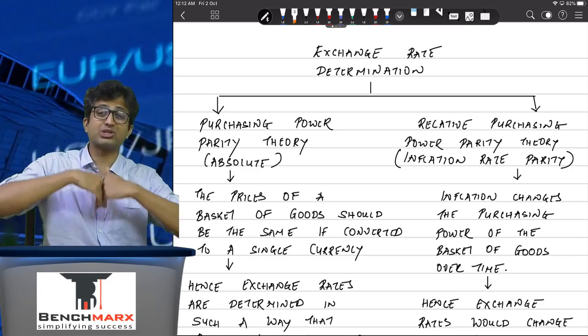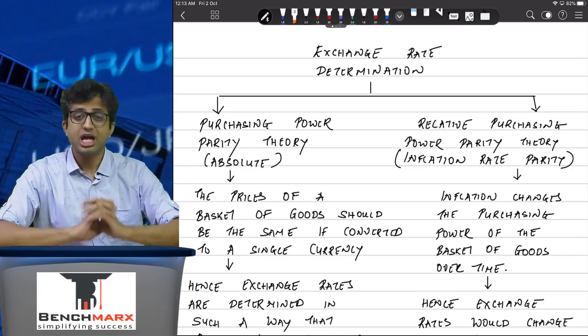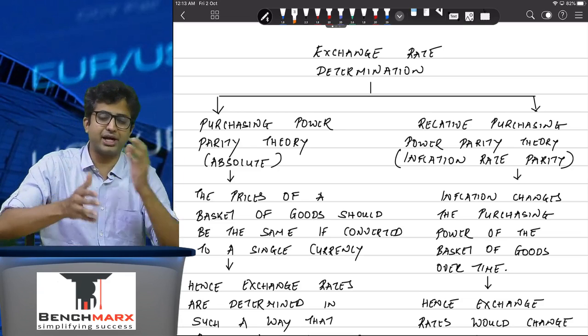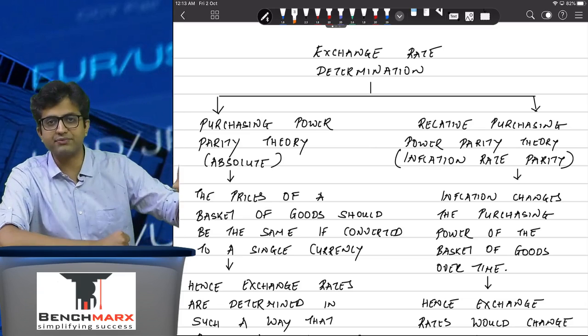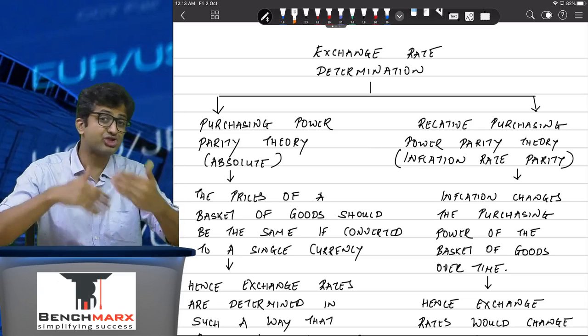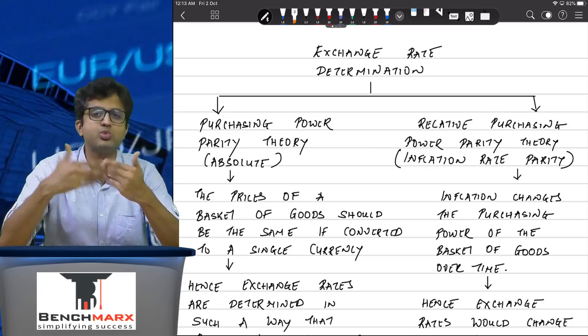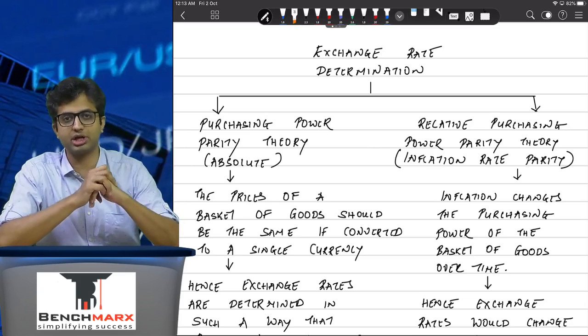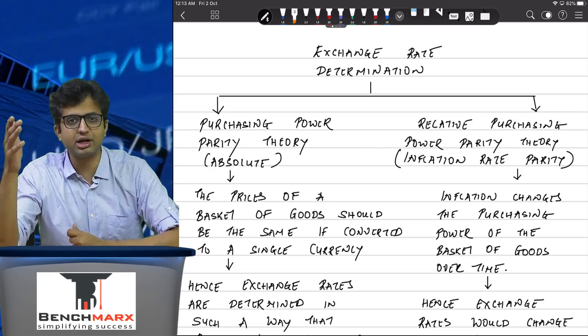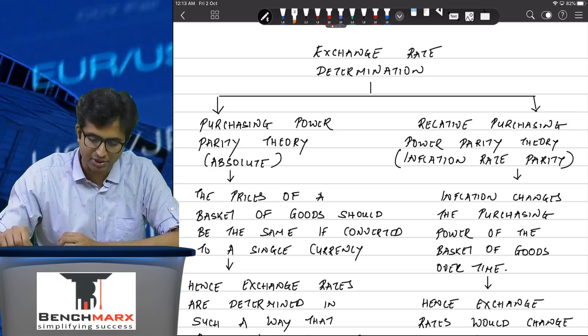And as a result, if you see this parity after 1 year, then you will find that $1 gives you 50 pens, but now 55 rupees give you those same 50 pens. And as a result, your exchange rates have to change in line with the changes in purchasing power, and hence we have the inflation rate parity theory, also called the relative form of the purchasing power parity theory.